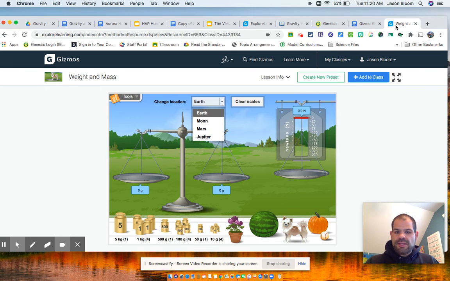Keep in mind, your mass does not change depending on where you are. Your weight, however, is a different story. It could change depending on your location. So hopefully this activity helps to prove that with some evidence.